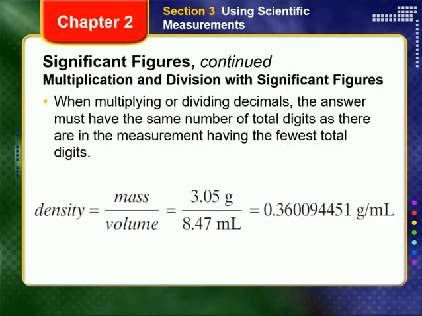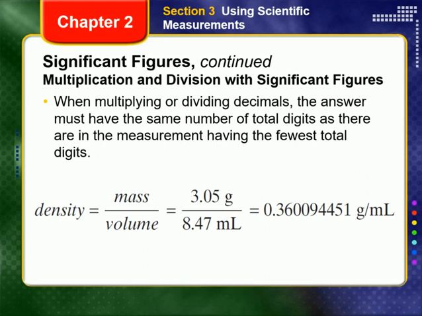Suppose you calculated the density of an object that has a mass of 3.05 grams and a volume of 8.47 milliliters. The following division on a calculator will give a value of 0.3600944451. The answer must be rounded to the correct number of significant figures. The values of mass and volume used to obtain the answer have only 3 significant figures each. The degree of uncertainty in the calculated result is not justified. For multiplication or division, the answer can have no more significant values than there are in the measurement with the fewest number of significant values.